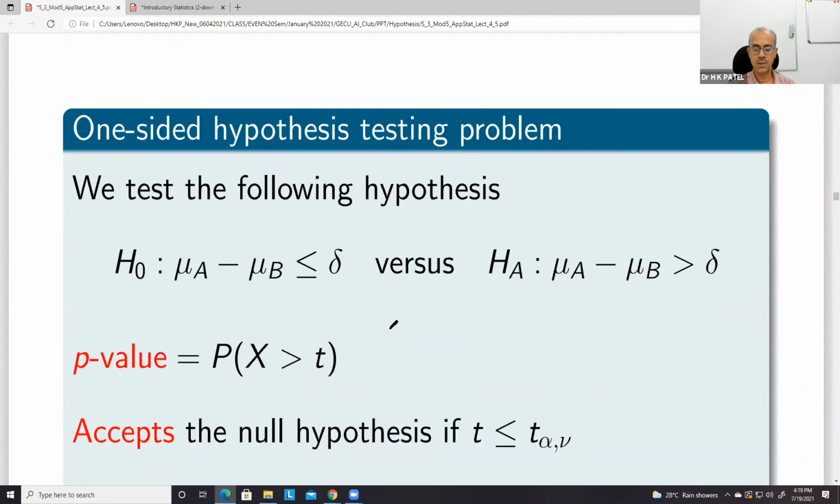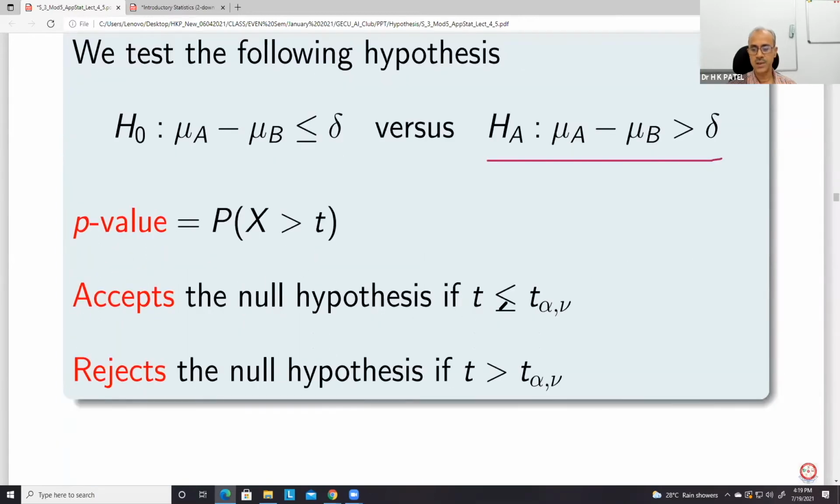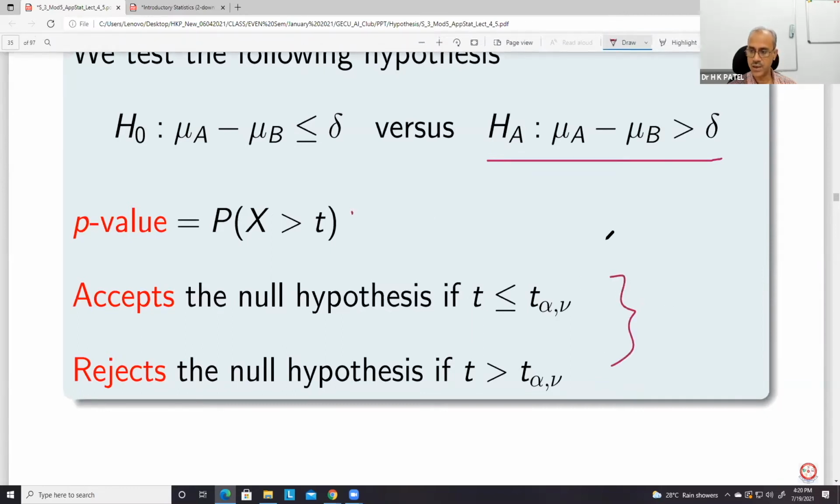Similarly for t value, one-sided, and that is also right-tailed, the p value is the area to the right of t, and we accept the null hypothesis if t is less than t alpha nu. So this is actually the p value approach, and these are the critical value approach. Here there is just one critical value, t alpha nu.